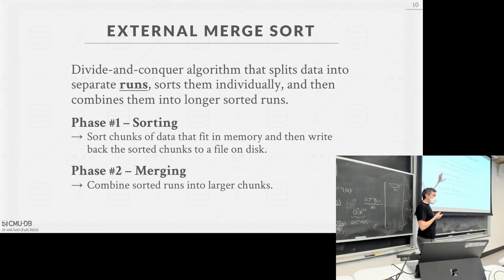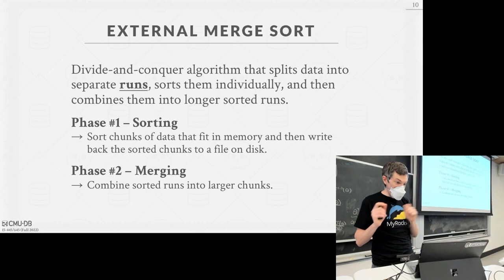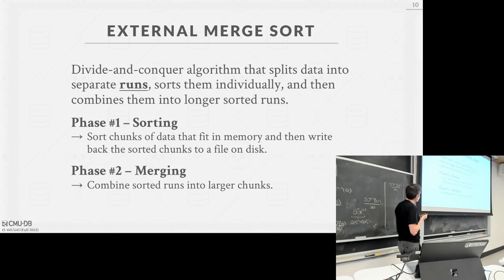Next class, we'll talk about the sort-merge join algorithm, which can use the merge sort algorithm. So I'll be very careful next class to say what's the sorting phase of the join versus the sorting phase of the merge sort we're talking about here. But for now, we can ignore all that. Phase one is I'm going to sort chunks of data that can fit in memory and then write those sorted chunks back out to disk. And then I'm going to read those sorted runs back in and combine them into larger runs that are double the size of the previous run.